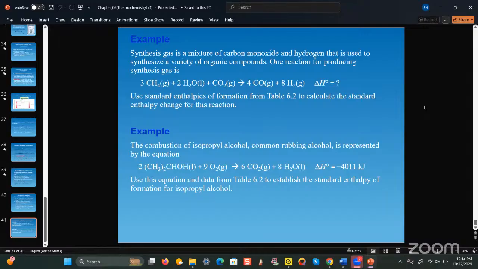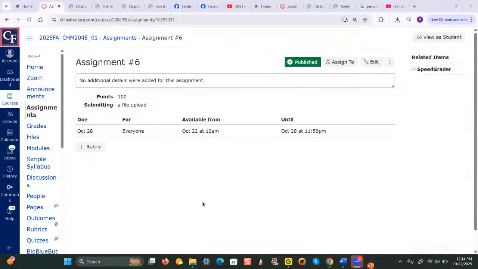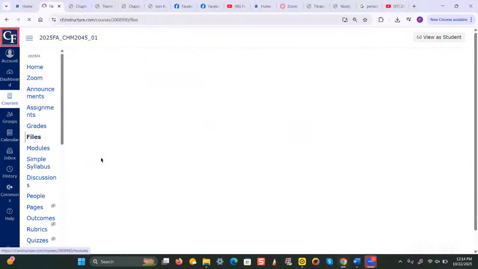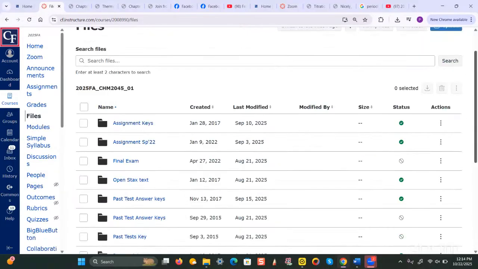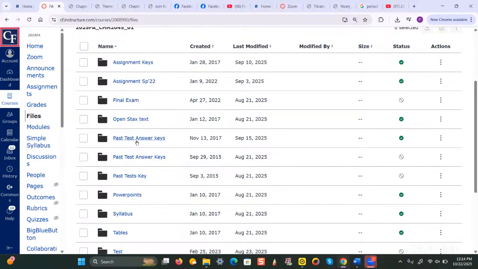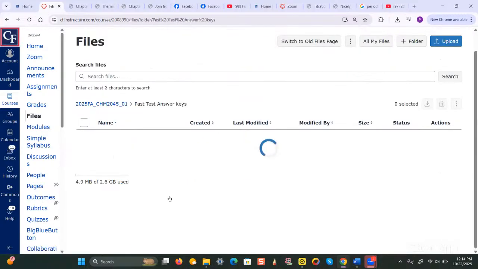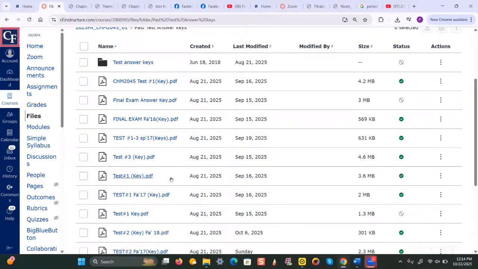You mean like a past test? Yeah, hold on, let me see. I thought I posted it, but maybe I didn't. Let me check just to make sure. Okay, so this is a past test with answer keys. Now the test will be based on chapters 3, 4, and 5, right? So let me see this one right here.